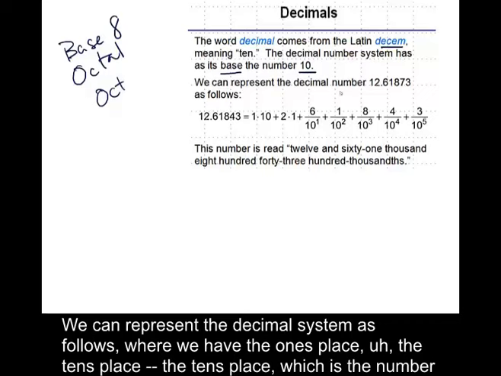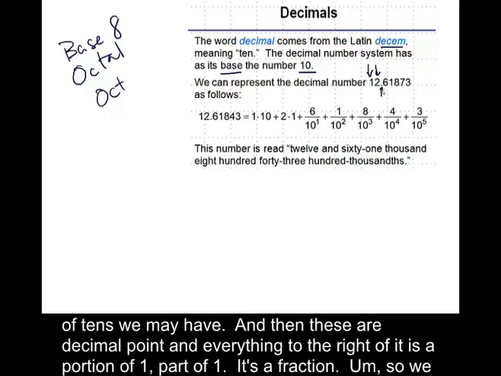We can represent the decimal system as follows, where we have the ones place, the tens place, which is the number of tens we may have, and then the decimal point, and everything to the right of it is a portion of one, part of one. It's a fraction.